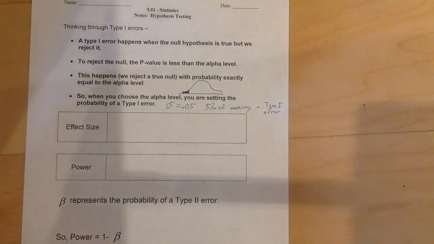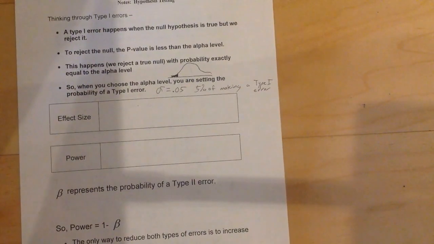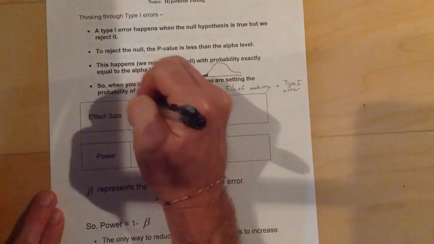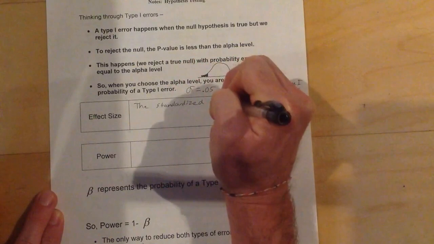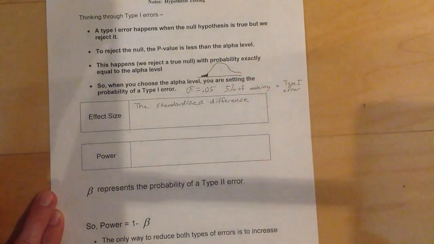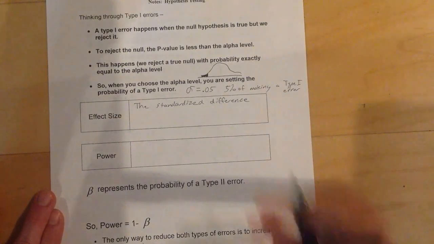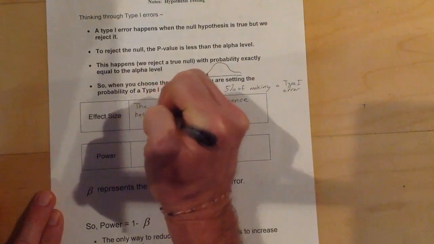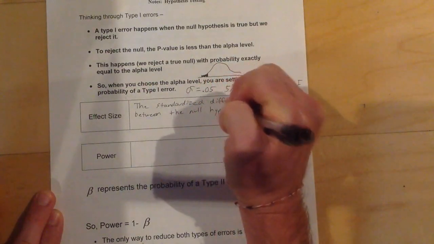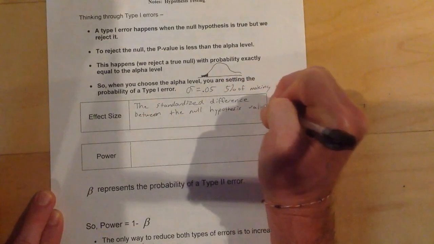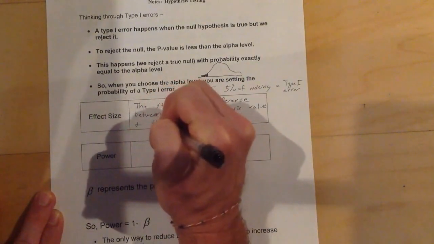So the first part of that is talking about this idea of the effect size. The effect size is the standardized difference. And when we say standardized difference, it's kind of like when we do a z-score. So you don't want to just take the absolute difference, because depending on the standard deviation, that absolute difference may or may not be as big as it seems. So the standardized difference between the null hypothesis value and the true value.